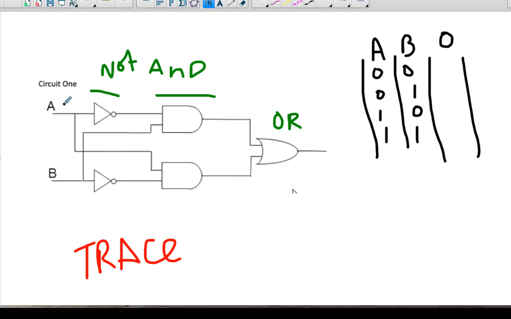Then I trace them. So if A was 0 and B was 0, remember that when it goes through the NOT, the input is flipped. So I've got a 1 and 0 going into the AND, which evaluates as 0. 1 and 0 going into the AND, which evaluates as 0. So the answer is 0.